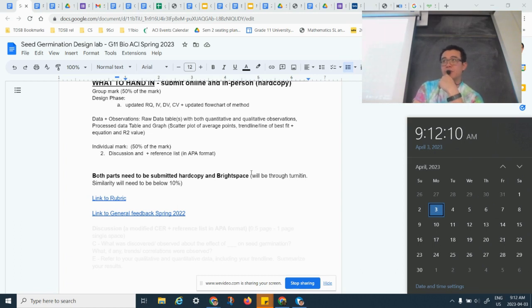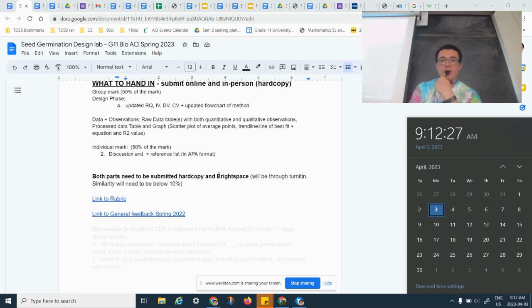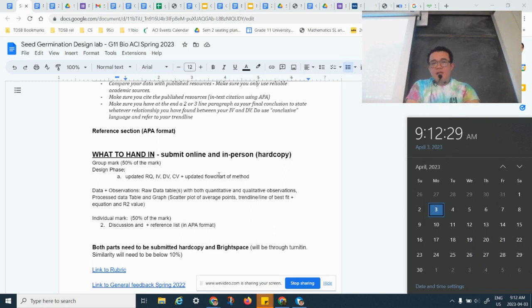It will run through Turnitin. So this is especially important for the individual portion. I'll create different Dropboxes for them.